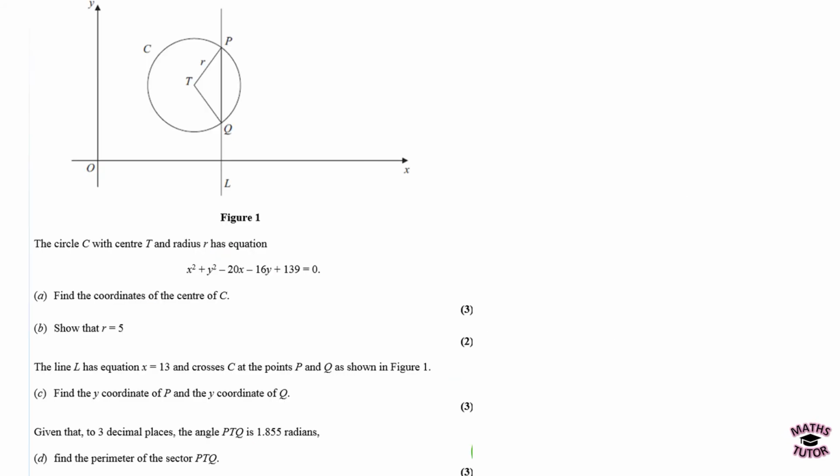Here's another exam question, so you could pause the video and have a go, or just keep watching and we'll work through it. So we're given the equation of the circle in the multiplied out form. So for part A and B, just finding the centre and the radius.